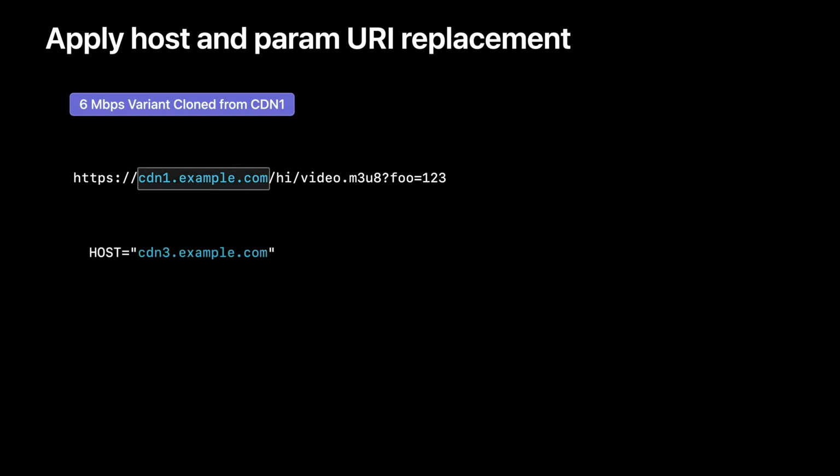Let's try to apply the host and parameter URI replacement on our previous example URI. First, we have the resolved variant stream URI based on the multivariant playlist URI. In the steering manifest, we used the host URI replacement rule. So for the host part of the URI, we replace it with cdn3.example.com and get the new host part for the new URI.